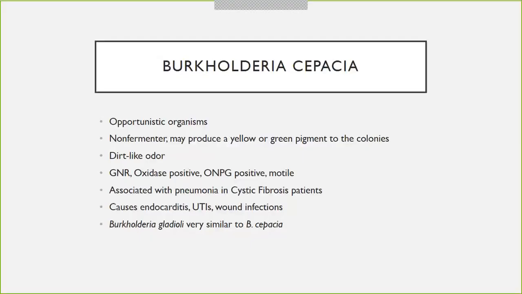Okay, Burkholderia. So Burkholderia cepacia is also a non-fermenter that's a gram-negative rod, oxidase positive, and this is also heavily associated with cystic fibrosis patients. So both Pseudomonas and Burkholderia are commonly seen with pneumonia, lung infections with cystic fibrosis. Can cause some other things like UTIs, wound infections, and then Burkholderia cepacia tends to smell like dirt. That is one of its characteristics, this dirt-like odor.